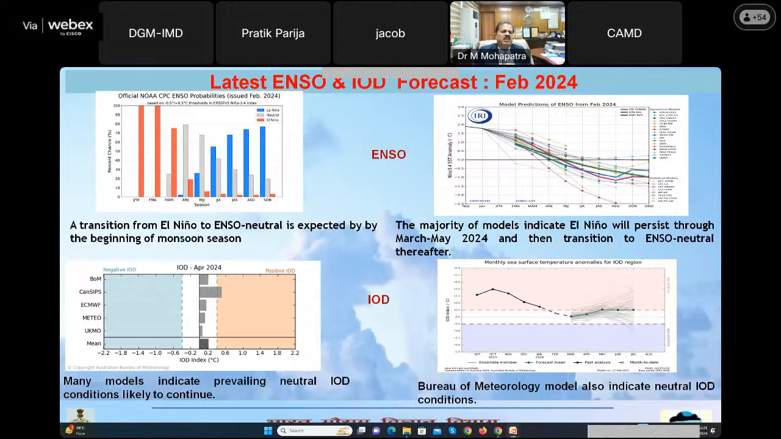So we expect that by the beginning of the monsoon season, there will be neutral ENSO conditions. That means there will be no El Nino conditions. El Nino condition will be there only for the summer season, that is March, April, May. Similarly, if you consider individual models also, you will find that all the models agree that it is in the decreasing phase of El Nino, and by the beginning of the monsoon season, it may become neutral. Certain models even suggest that towards the latter half of the monsoon season, there could be La Nina conditions.